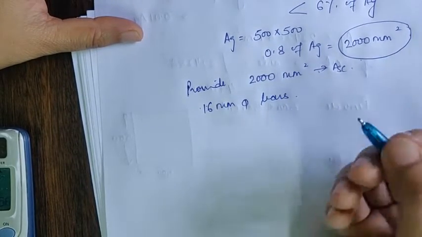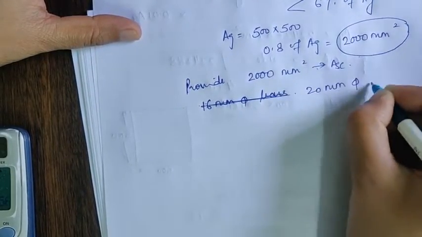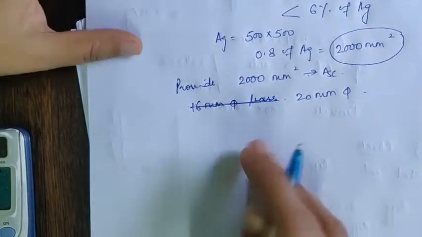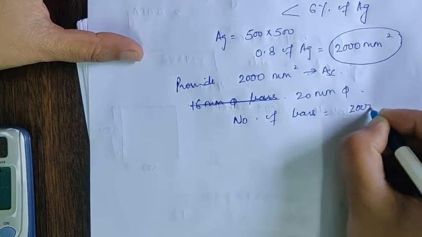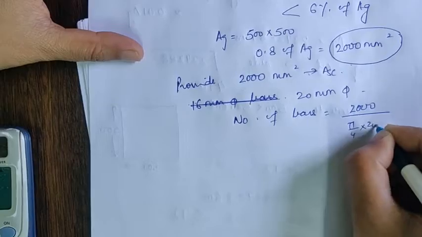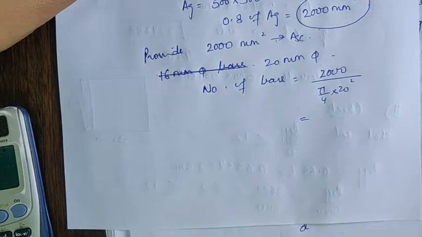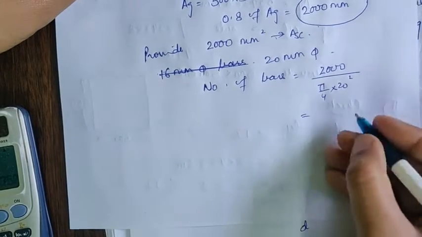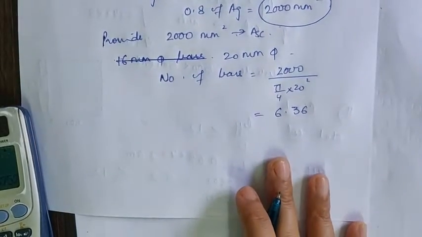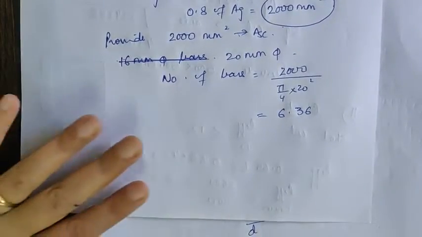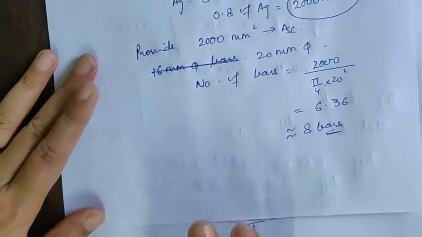So it means we will require 10 bars. We will not go in for 16 mm. Let us say we are going in for 20 mm dia bars. So the number of bars will be area required divided by area of 1 bar. So it is coming out to be 6.36. I'll have to go in for 7 bars, but 7 bars will be unsymmetrical, so we'll provide 8 bars. So 8 bars of 20 mm dia.